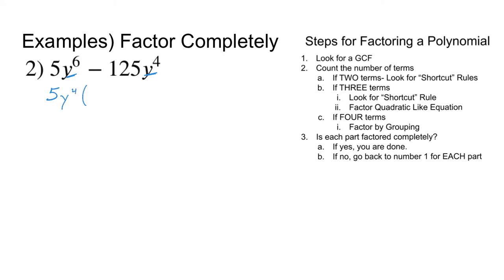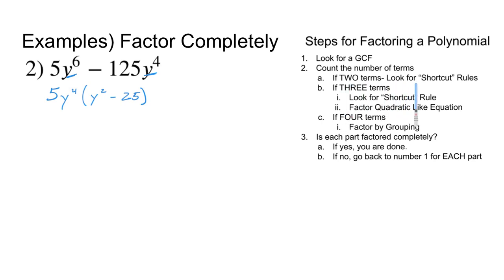When I do that, what am I left with? Let's see here. If I factor out the 5y to the 4th, I'm left with y squared minus, let's see here, 125, that's 25. So I got y squared minus 25. Okay, let's keep looking. So that's the GCF. Can I factor down y squared minus 25 more? Looks like I can.